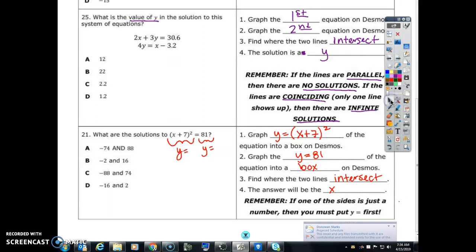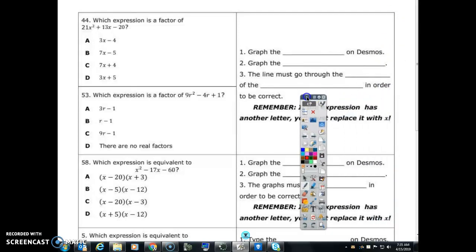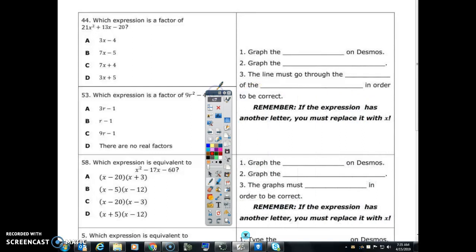All right, on the back. Let's go to the back page. So we're going to graph the equation, and we're going to graph the answers. We're going to graph the equation, and we're going to graph all these answers.